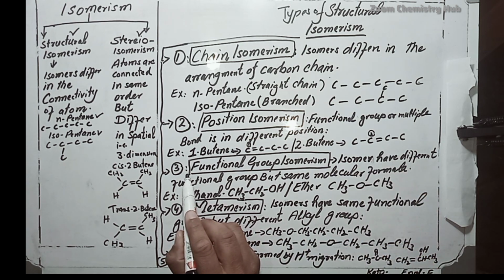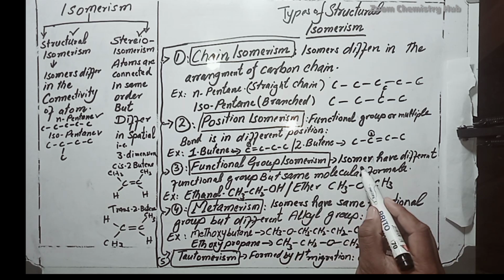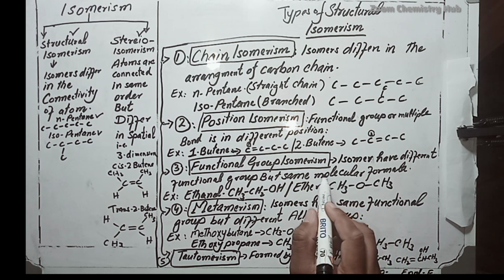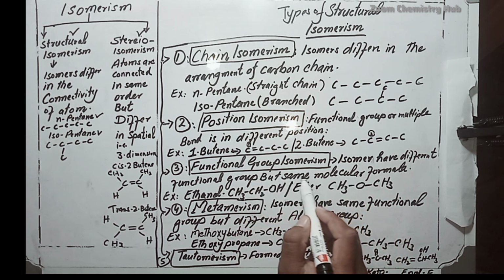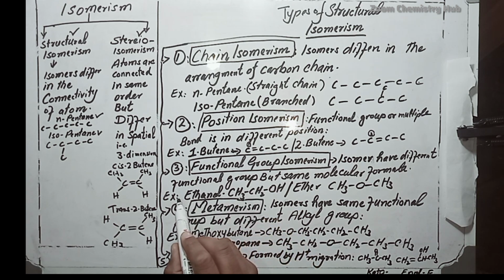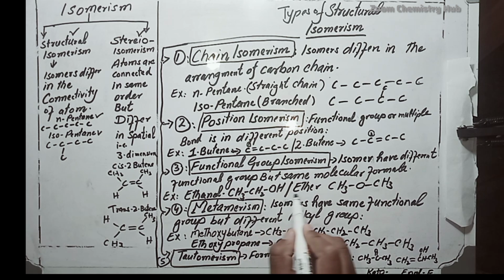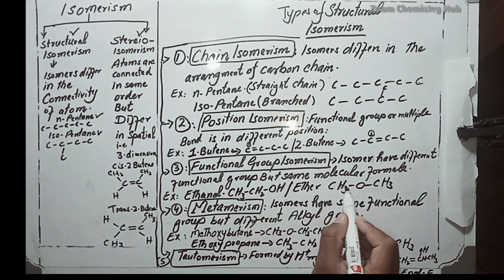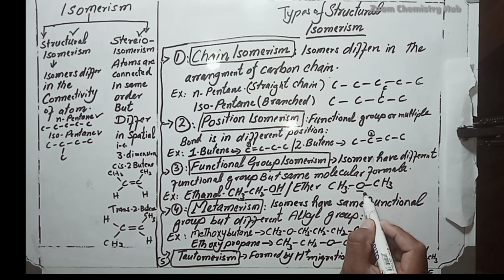The next type of structural isomerism is functional group isomerism. In functional group isomerism, the isomers have the same molecular formula but different functional groups. Here we take the example of ethanol, CH3CH2OH, and the ether, CH3OCH3. They both have the same molecular formula, but different functional groups. Here is the functional group of alcohol and here is the functional group of ether.